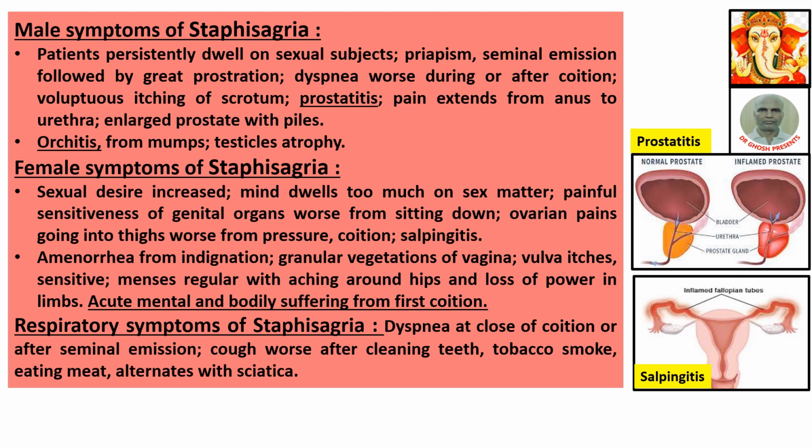Respiratory symptoms of Staphisagria: dyspnea at close of coition or after seminal emission, cough worse after cleaning teeth, tobacco smoke, eating meat, alternates with sciatica. There are a few images on the right hand side corresponding to this discussion. Please read it yourself.